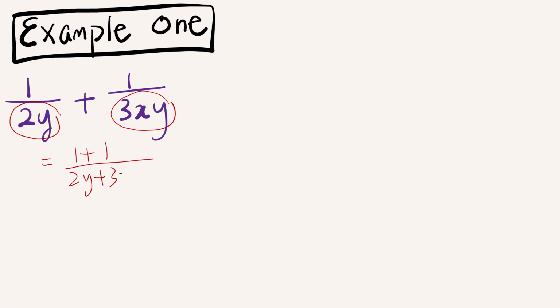This is what some of you folks may attempt to do, right? This is not correct. So what is the correct way of combining two fractions into one single fraction? Yes, you have to make both denominators have the same value. So how do we do it?